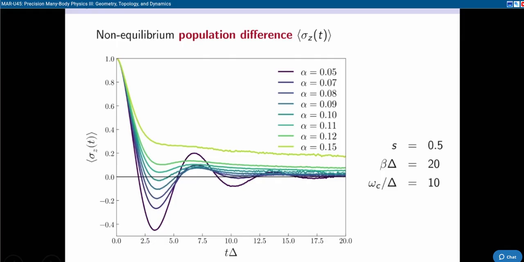The observable we're interested in is the non-equilibrium population difference, so the difference in occupation between the two states, sigma z. Here, this data is in the middle of the sub-ohmic regime at low temperature and high cutoff. Alpha, again, is the coupling strength. We start fixed in one of the two states, and then we evolve in time. And so you can see here the different types of behavior. We have coherent oscillations at low coupling that then become incoherent decay at a larger coupling. Also, at low coupling, the system is delocalized, so it tends to 0 at very long times. But at larger coupling, the system may be localized, so may retain some memory of its initial state.